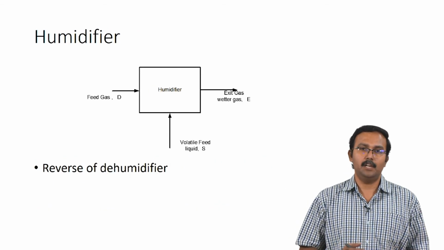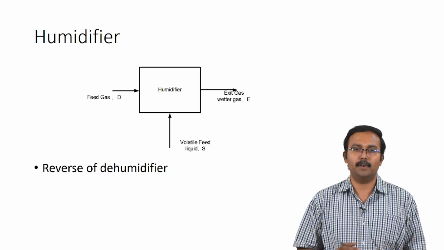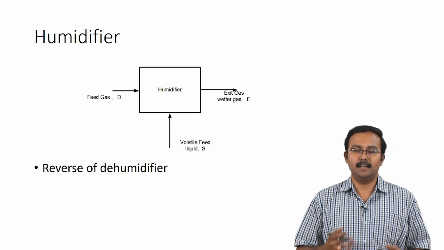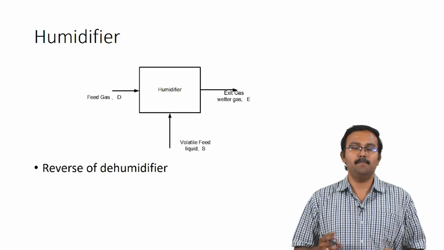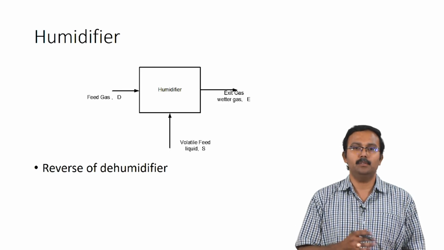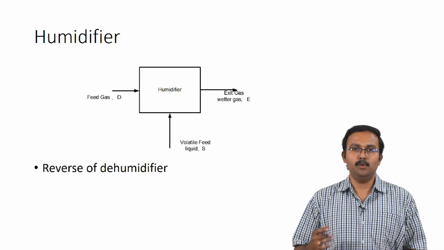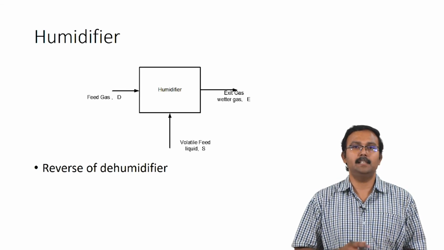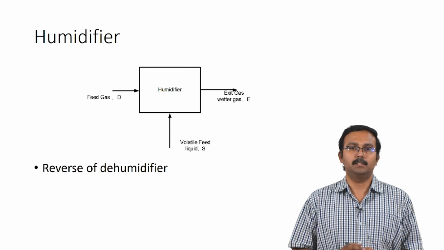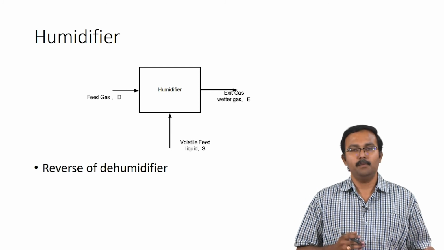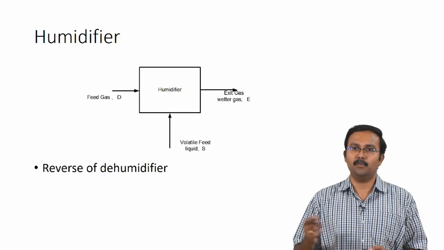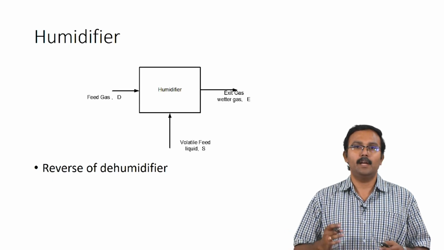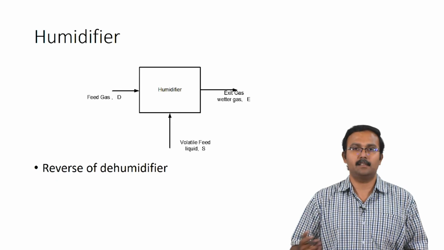You also have the reverse of a dehumidifier, which is called the humidifier. The feed gas is the drier gas, it enters along with a volatile feed liquid and the exit gas ends up being a wetter gas compared to the feed gas. These two systems are very commonly seen in many chemical and biochemical processes. We would need humidified or dehumidified air because we would want to maintain the concentration of water vapor present in the air to ensure that the processes take place as required.